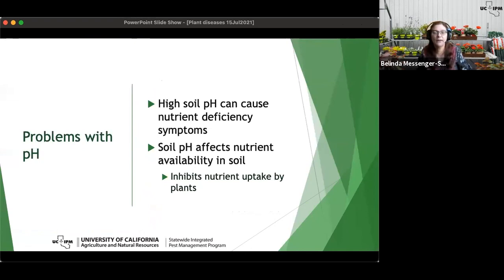Symptoms of pH issues are going to look like nutrient deficiency symptoms. That's because the soil pH affects availability of nutrients in the soil. If the soil pH is too high, plants are unable to take up enough nutrients and they will show deficiency symptoms. If you need to, you're going to want to amend the soil to lower the pH if you've got a high pH, which is a very basic soil. Next slide, please.